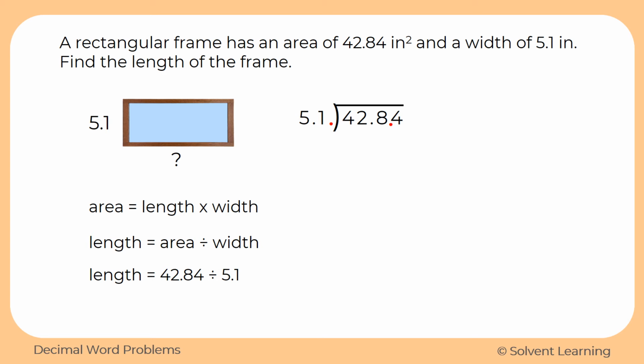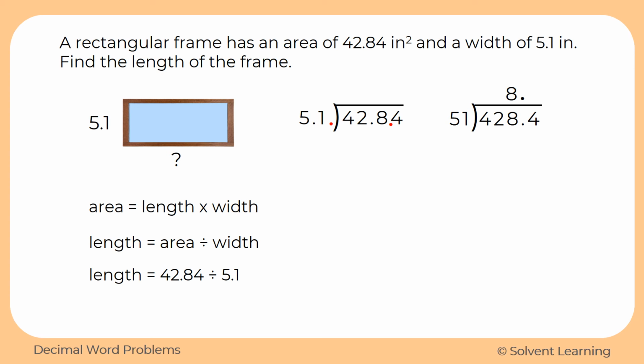Okay, so now we can rewrite this, showing that our divisor is a whole number this time. So we have 428.4 divided by 51. Since our dividend still has a decimal point in it, we're going to drag that decimal point up so that we know where it will be in the quotient. And now we can focus on dividing the numbers.